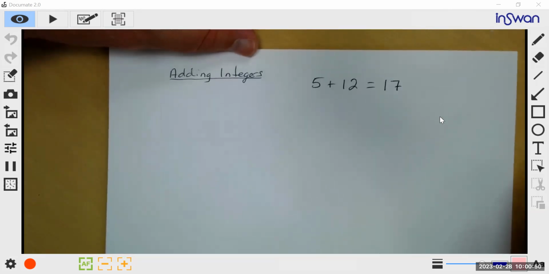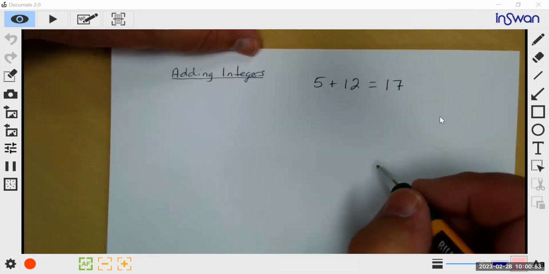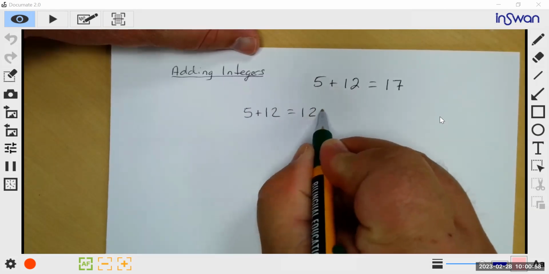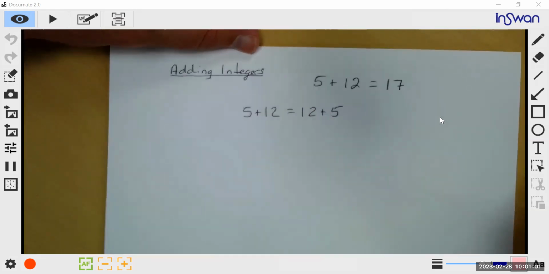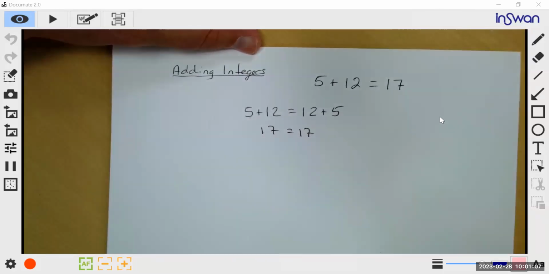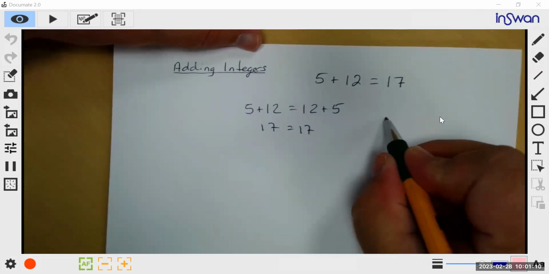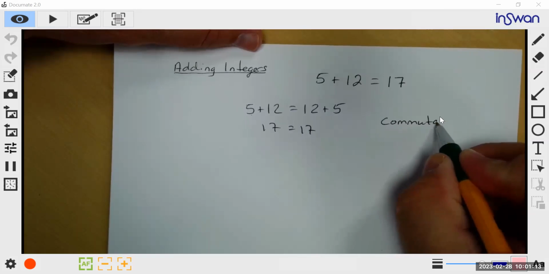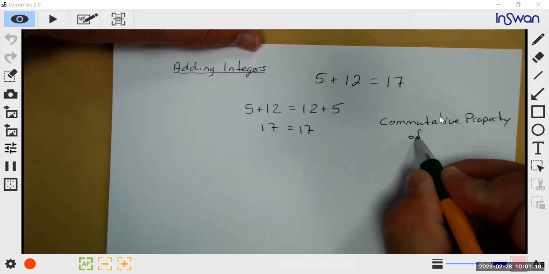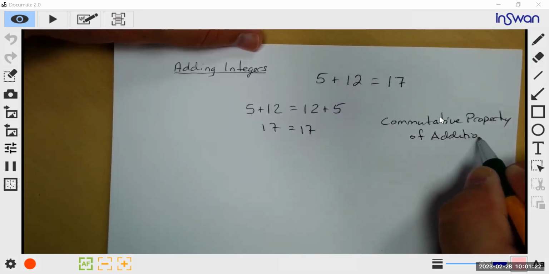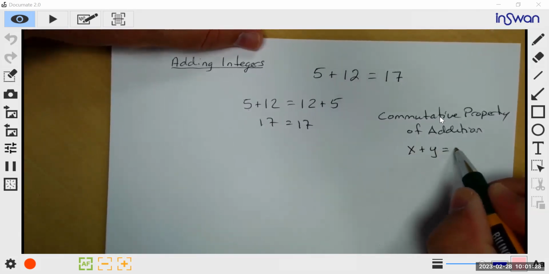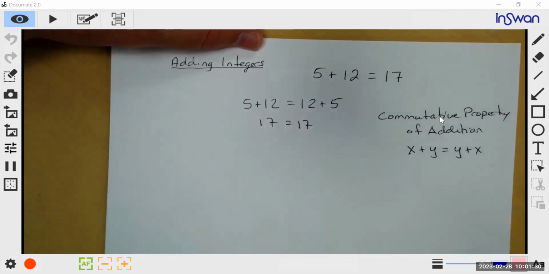12 plus 5 or 5 plus 12 is 17. Does it matter the order I put it in? No, it doesn't. 5 plus 12 is 17. 12 plus 5 is 17. So it doesn't matter the order you put it in, which is called the commutative property of addition. It says any two numbers added together in any order is going to give you the same answer.